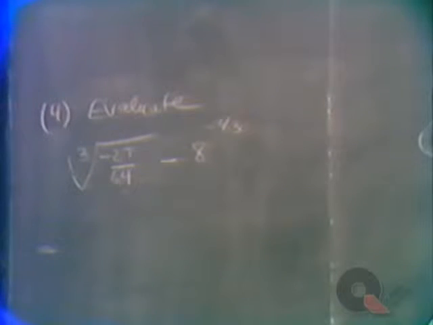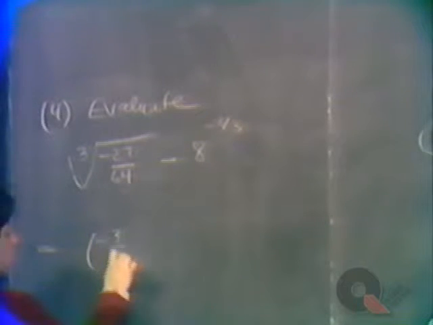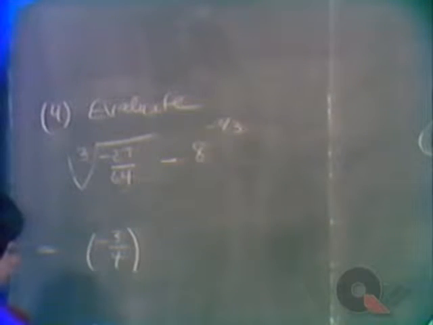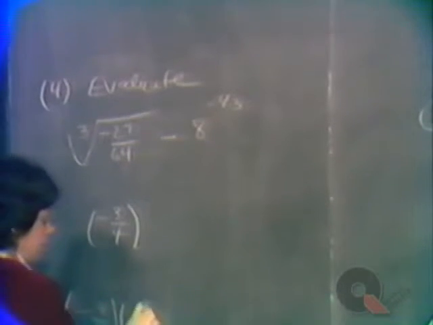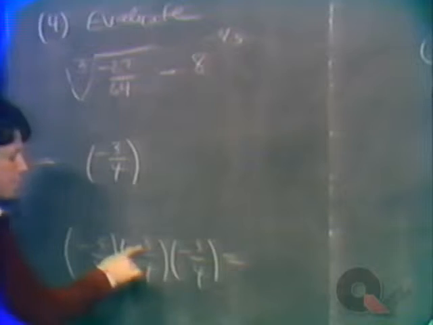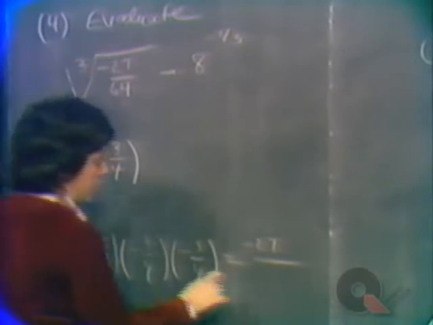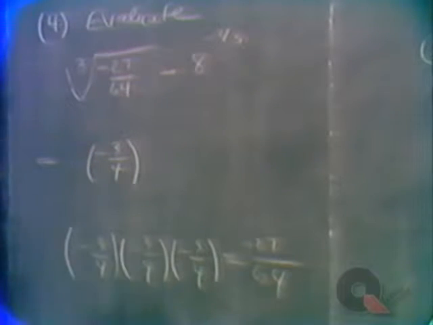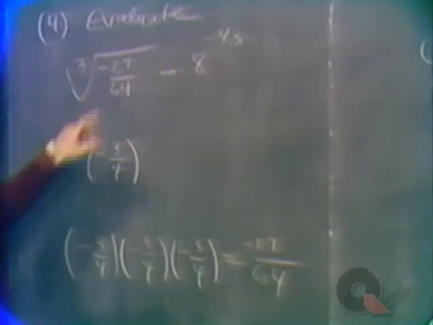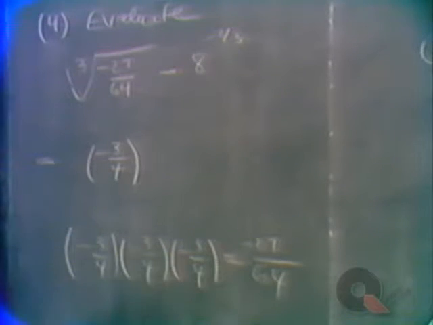Now, it so happens this is a perfect cube. It's minus 3/4. If you check that, minus 3/4 times minus 3/4 times minus 3/4: minus 3 times minus 3 times minus 3 would give you minus 27. 4 times 4 times 4 gives you 64. So the cube root of minus 27/64 is minus 3/4, since minus 3/4 cubed gives you minus 27 over 64.